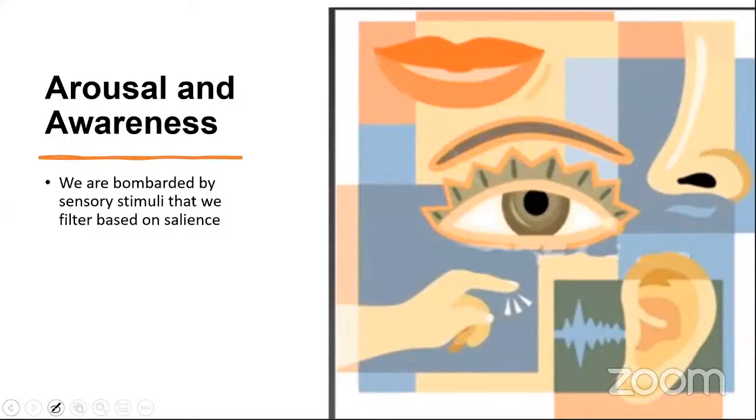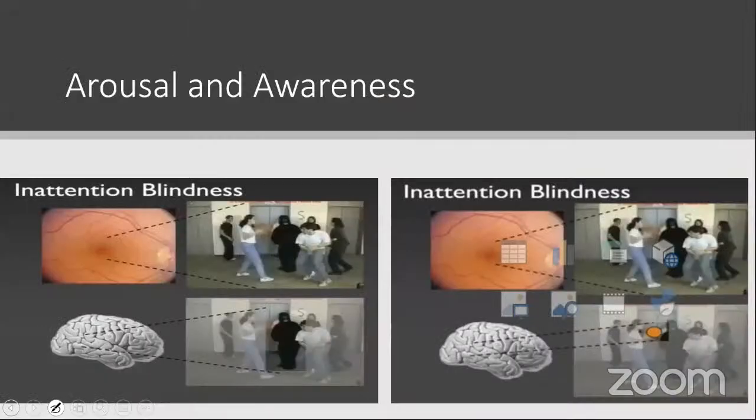So we are always bombarded by sensory stimuli that we filter based on salience. I'll show you an example of inattention blindness. See, the retina is capturing, you are asked to concentrate on the ball exchange between these two individuals. The retina is seeing everything all happening there, but its concentration is only on the one aspect, that is the ball. It totally disregards this chap who is walking across with a gorilla suit, and that is not in his frame.